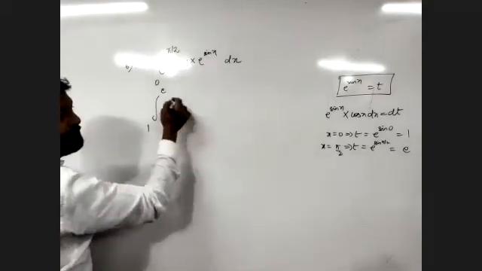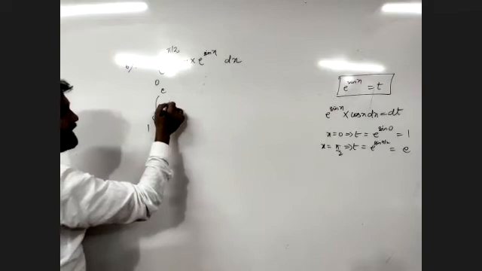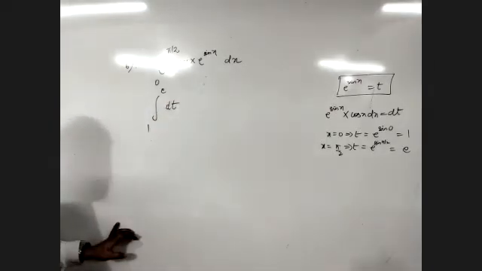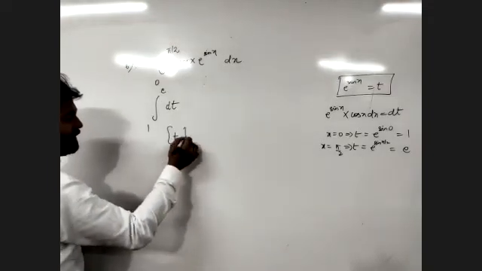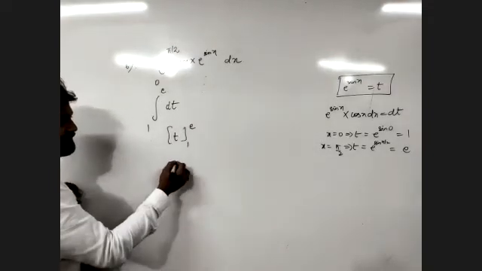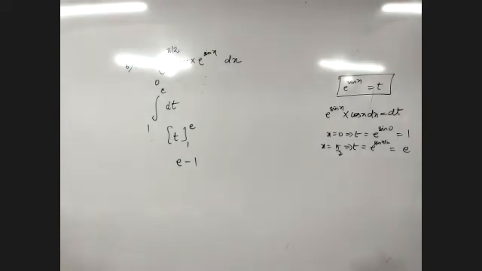Cos x dx, this complete in fact will be equal to dt only. बाकी कुछ बचा ही नहीं है. What is the integral of dt? T. T within limit 1 to e. So this will be e minus 1. That's the answer. So correct start अगर आपने किया है तो it will be very very easy.